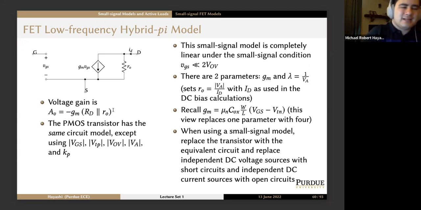And the key thing is if you have a PMOS transistor, you use the exact same circuit model. You do not swap polarities. You do not flip the circuit around. You connect gate, source, and drain to the exact same places. However, you need to use absolute value signs. Absolute value of V_GS, absolute value of V_TP, absolute value of the overdrive voltage, absolute value of V_A, and you obviously use the P-channel MOSFET transconductance parameter. So you don't need to flip the circuit model around. You just work with flipped values instead.